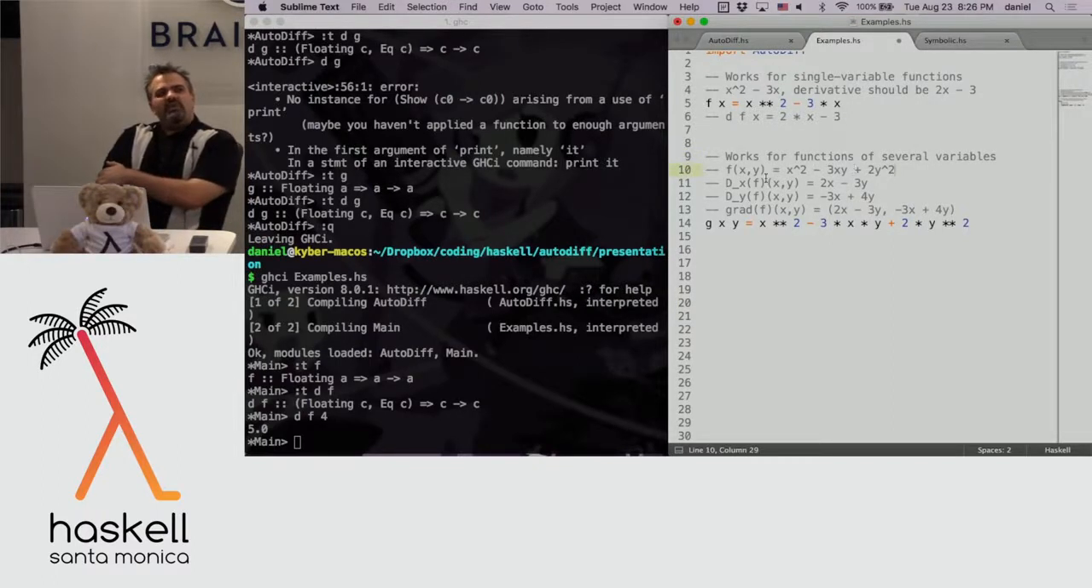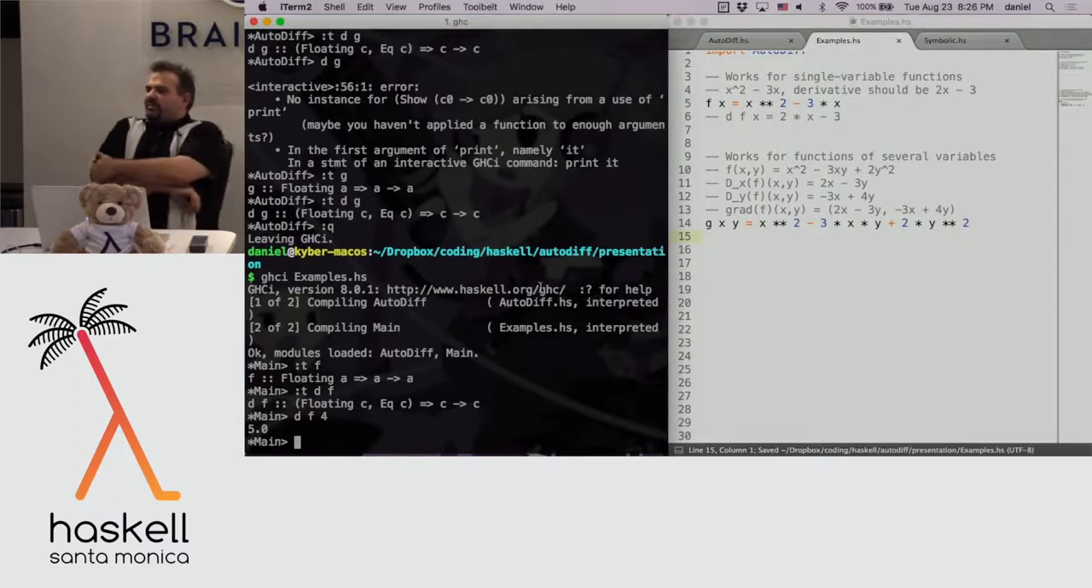So algebraically, say we have a function x squared minus 3xy plus 2y squared. This function has what's called a partial derivative with respect to x. If you've done a lot of calculus, you know what that means, but if you haven't, don't worry about it. Multivariable functions get more complicated. You have a partial derivative with respect to x, a partial derivative with respect to y, and you have something called a gradient, which is really just taking those two partial derivatives and packaging them together.